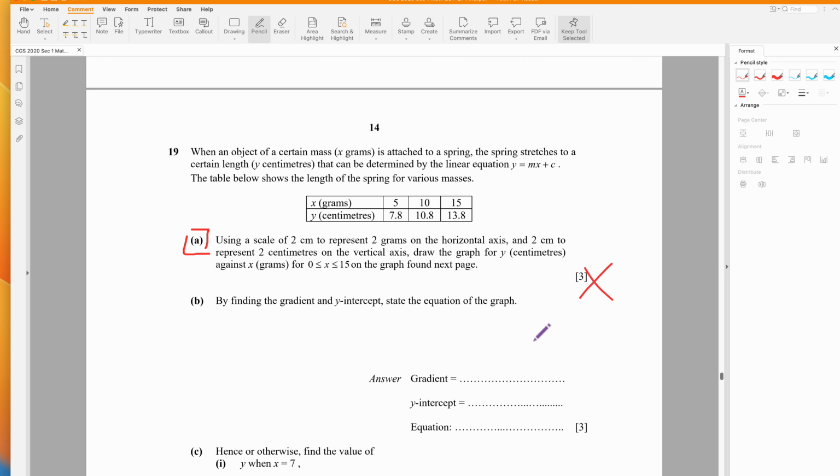So 4.8 represents: for every 1 gram change, there is a 4.8 centimeter change in the length. What you can read here, this is in terms of gram, right? So for every 1 gram change, there is a 4.8 difference.